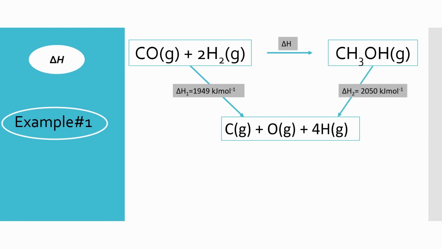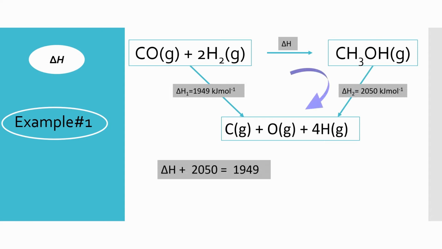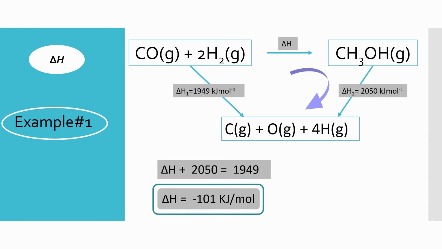Now I can apply Hess's Law. Using Hess's Law, delta H plus delta H2 is equal to delta H1. So from here, delta H equals negative 101 kilojoule per mole. This is the amount of enthalpy change for this reaction.